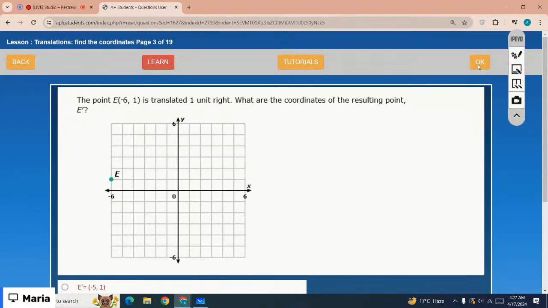Okay, the point E, negative 6, 1, is translated 1 unit right. What are the coordinates of the resulting point? So which is the correct option? 1 unit right means you need to add 1 to the x component.